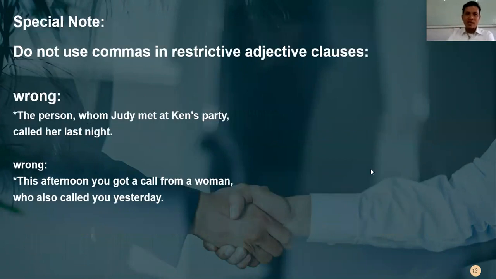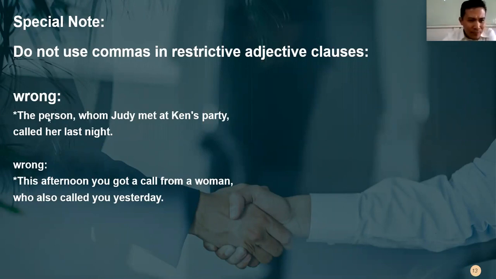The next is a special note. Do not use commas in restrictive adjective clauses, the defining clauses, so you don't need a comma. For example, the person whom Judy met at Ken's party called her last night. Is this restrictive or non-restrictive? Restrictive. Why is it restrictive?